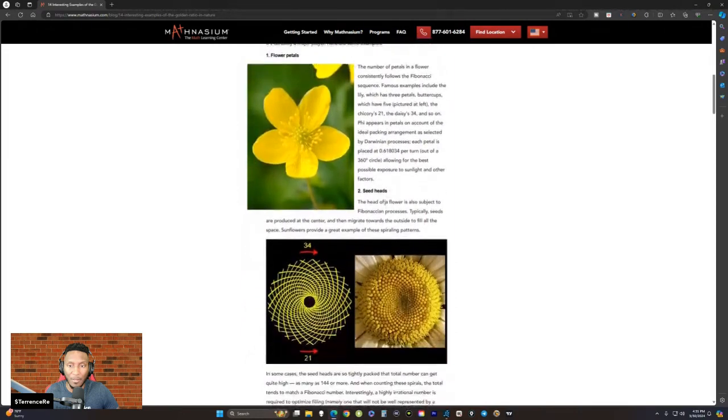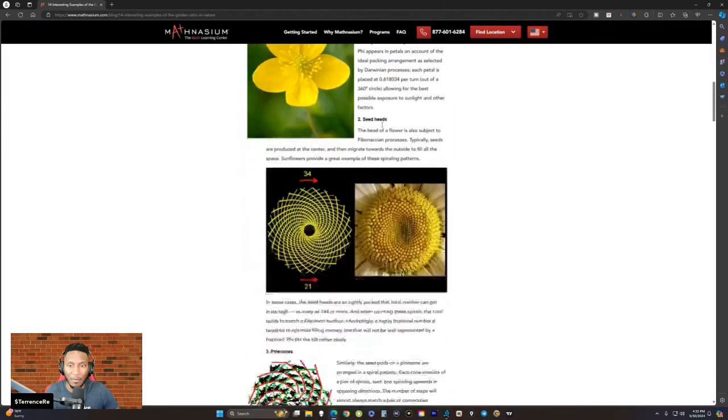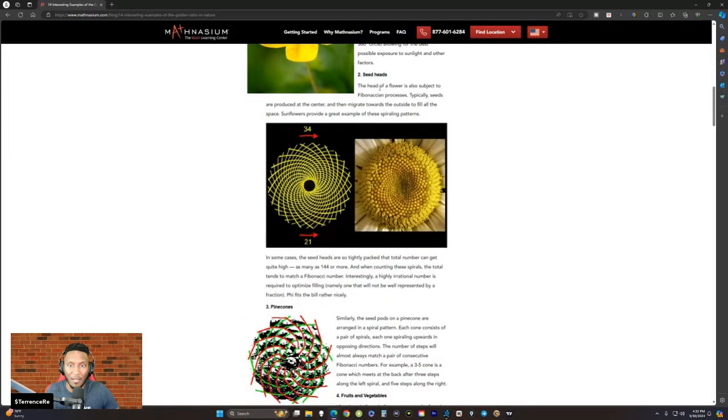And it talks about seed heads. The head of a flower is also subject to Fibonacci processes. Typically, seeds are produced at the center and then migrate towards the outside to fill all the space. Sunflowers provide a great example of these spiraling patterns. If you look at it, it's showing how it's spiraling.